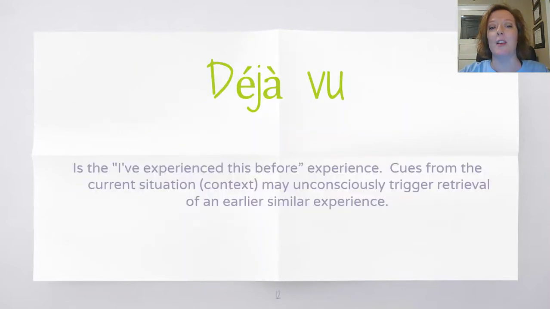Deja vu is the I've experienced this before experience. Cues from the current situation or whatever you're doing at the time may unconsciously trigger retrieval of an earlier similar experience. So it's similar enough that it triggers a previous memory that you can't quite get your memory caught up to.